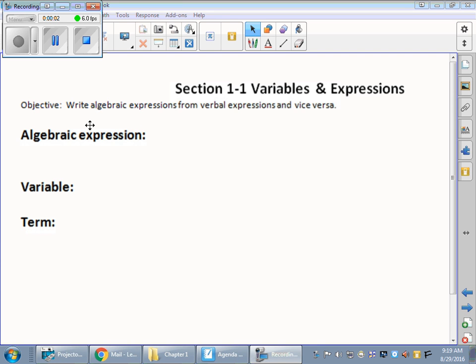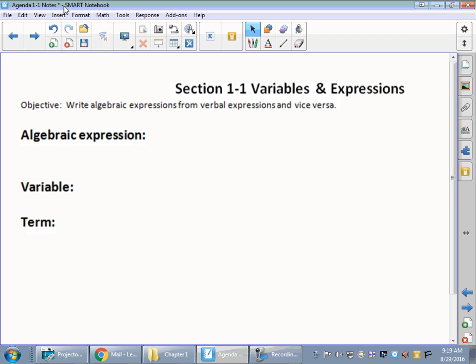Hi there, me again. Time for some more algebra. Section 1-1, variables and expressions. Now, I recognize that you probably know a lot of this stuff, but bear with me. We just need to make sure that everybody's on the same page. So when I say things like how many terms do you see, you know what you're looking for.